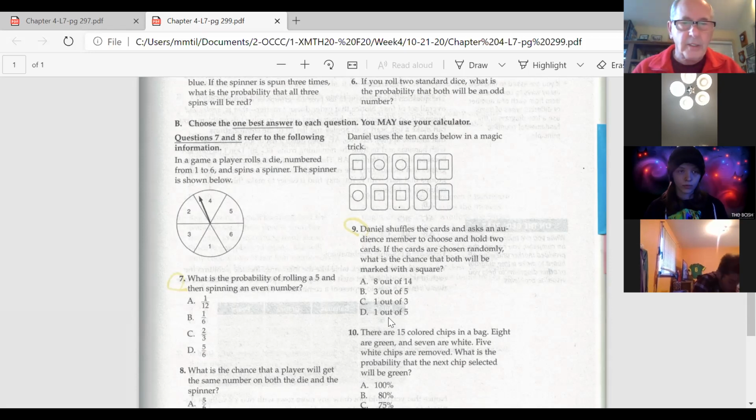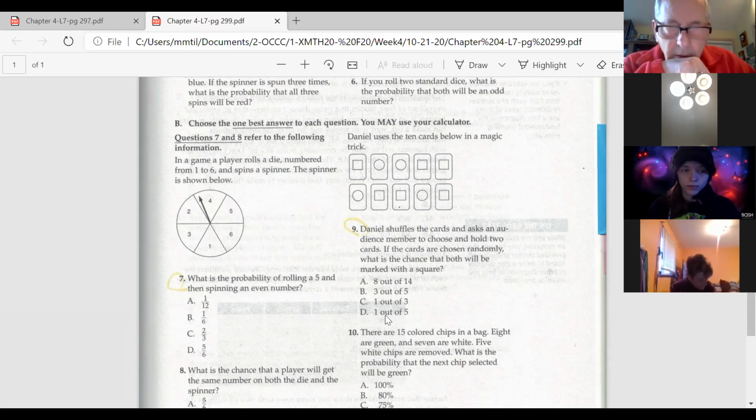What's the answer in the back of the book? It's 1/3. It's 1 out of 3 equals 1/3. Yeah. So wouldn't it be 1/6 times 1/5? No, that's going to be 1/30th.